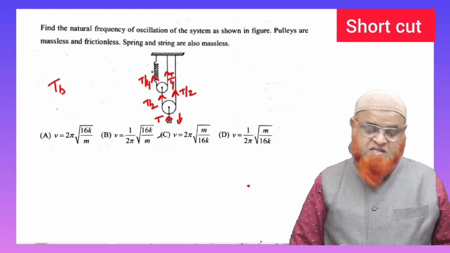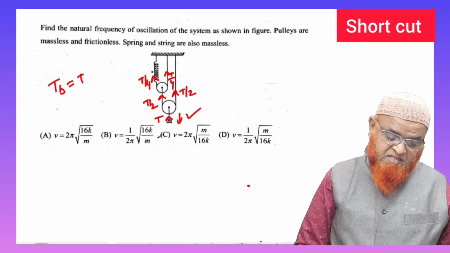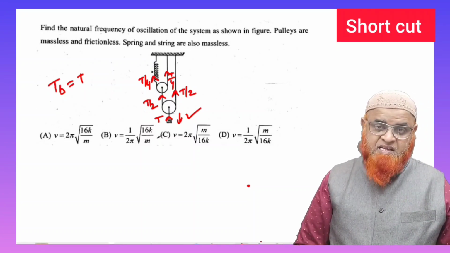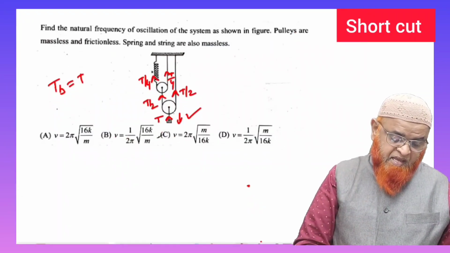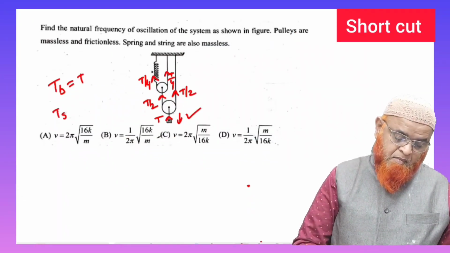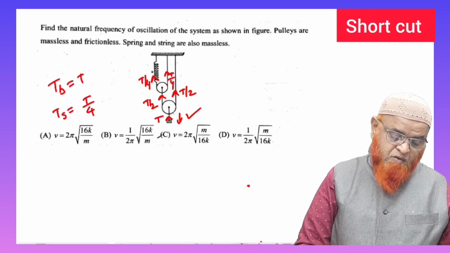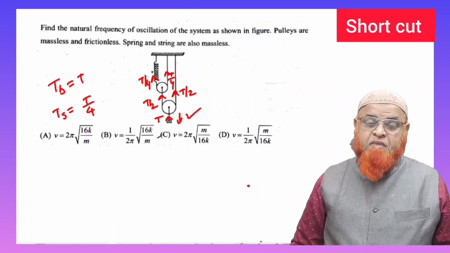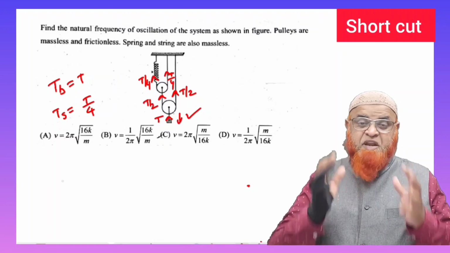Okay, so with this it is clear that the tension at the block is considered to be just T, whereas the tension at the spring is going to be T by 4. Then you have to find out the effective spring constant.